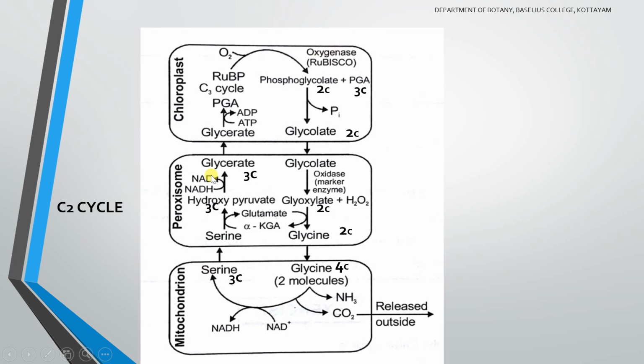The remaining 3 carbon returns back to the chloroplast. So we can say 25% of carbon is lost as carbon dioxide, and 75% of carbon is returning back to the chloroplast. Okay, so this is the cycle of photorespiration or C2 cycle.